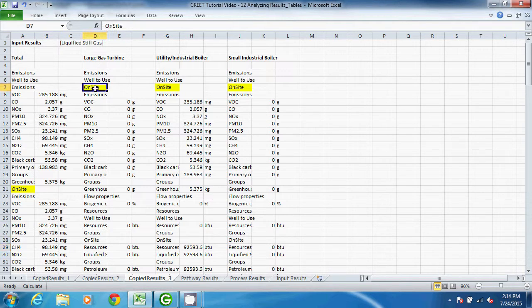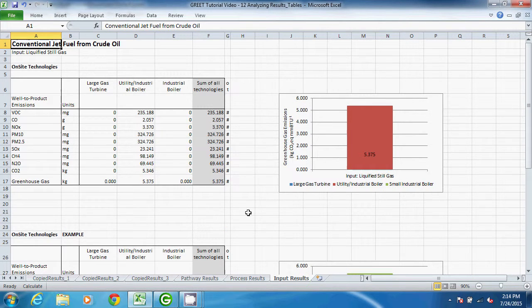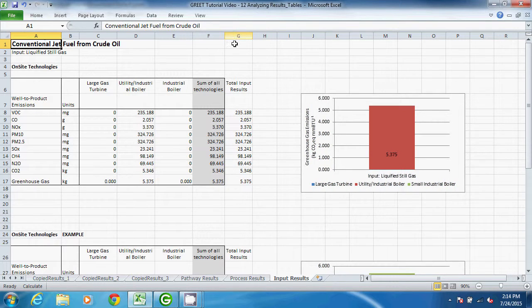In the next few columns, you can see that the pasted results for the individual technologies are for on-site emissions only. Looking now at the organized emissions for the inputs, once again, the sum of the component emissions equals the total emissions, in this case, the total for an input. This is a pretty simple example, since there's only one technology being used for the input. The chart here shows the utility industrial boiler accounting for all GHG emissions.